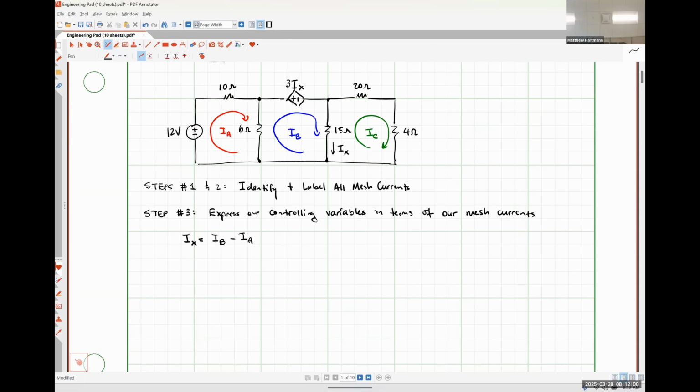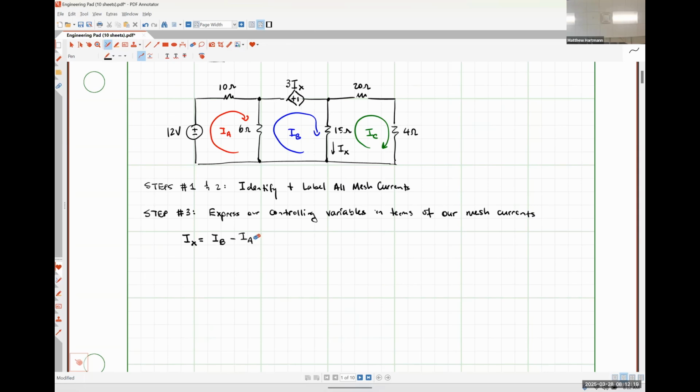So just to recap really quickly here, anytime we're expressing a current in terms of our mesh currents, it's going to be the mesh current that is in the same direction minus the mesh current that is in the opposite direction. Anybody? Yes, ma'am.